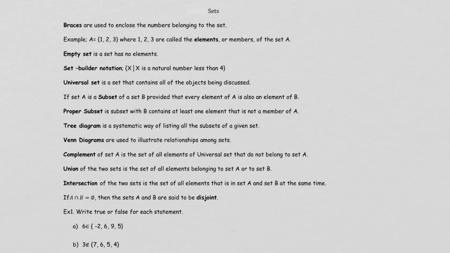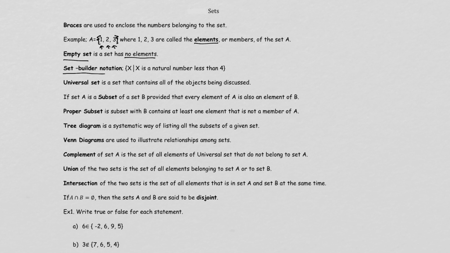Today's lesson, we're going to talk about sets. For the set, we use braces to show the set. The numbers 1, 2, 3 are called elements. When it's an empty set, it means you have no elements.